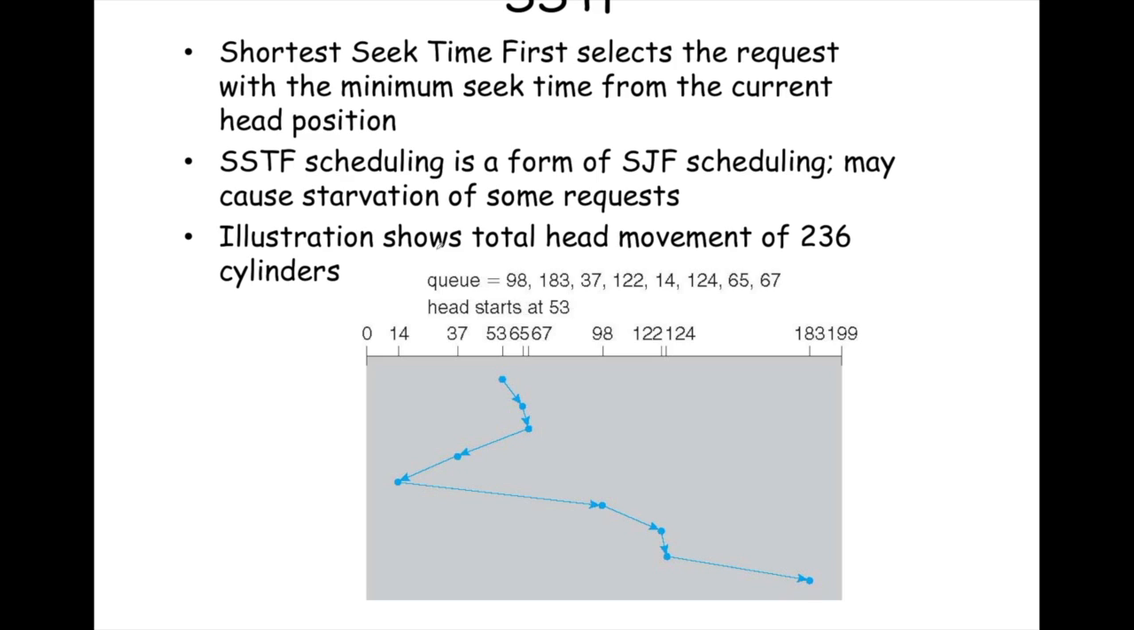If we look at the total head movement over the cylinders, we again start at cylinder 53, and with shortest seek time first, the first one is 65, that's closest. So there's our 65, it's closest to 53. So we go to 65, and then from 65 to 67, 67 to 37, 37 to 14, and so forth. When we do this with shortest seek time first, you'll notice here that the total head movement over the cylinders is dramatically reduced to 236.